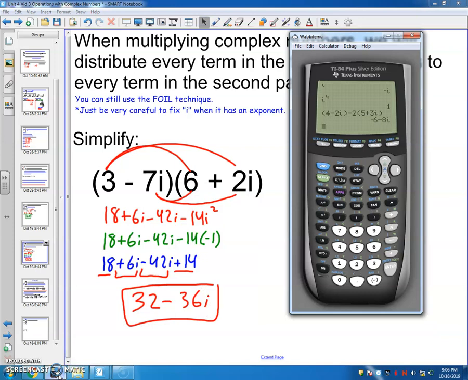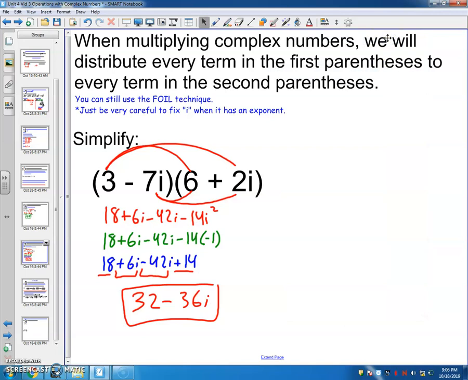Alright, again, the calculator is smart, it knows how to do this. It's 3 minus 7i, second period. Then 6 plus 2, second period. It says it's 32 minus 36i, like I have it. Alright, so all that's the same. Just make sure you change i squared to negative 1 when you see it.